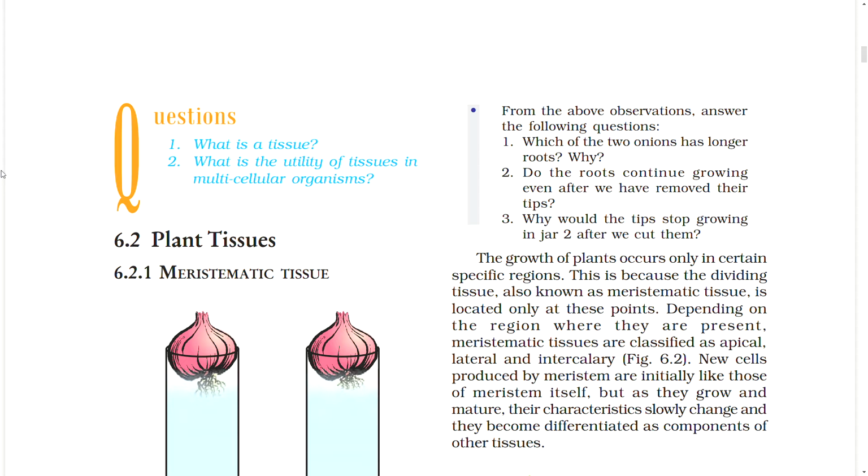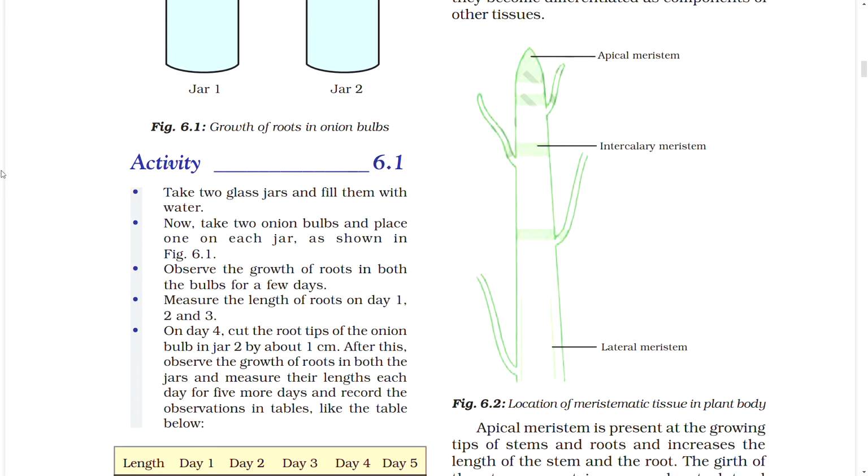Meristematic tissues are classified as apical, lateral, and intercalary. Figure: new cells produced by meristem are initially like those of meristem itself, but as they grow and mature, their characteristics slowly change and they become differentiated as components of other tissues. Apical meristem, intercalary meristem, lateral meristem. Figure: location of meristematic tissues in plant body.